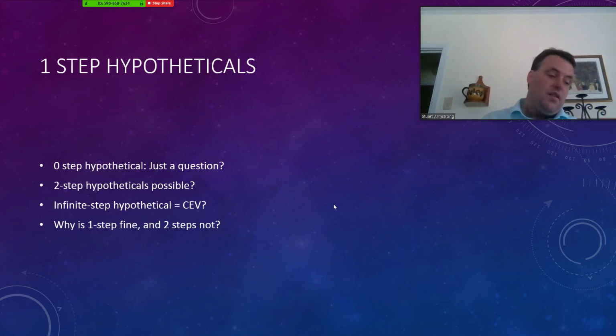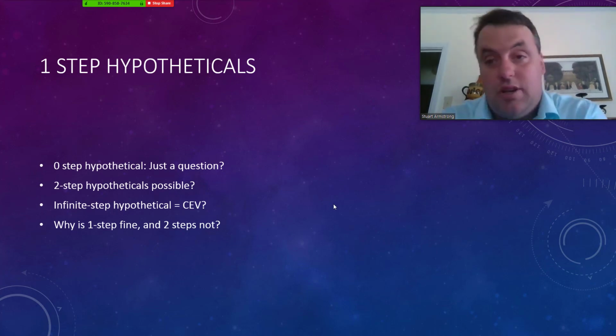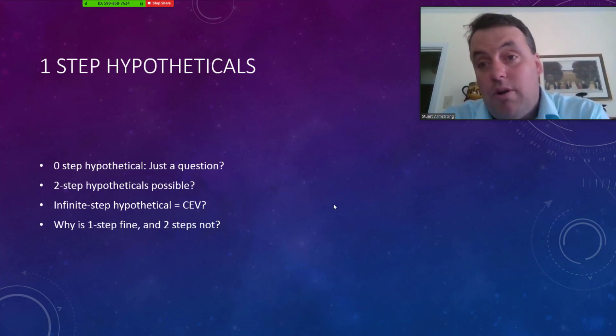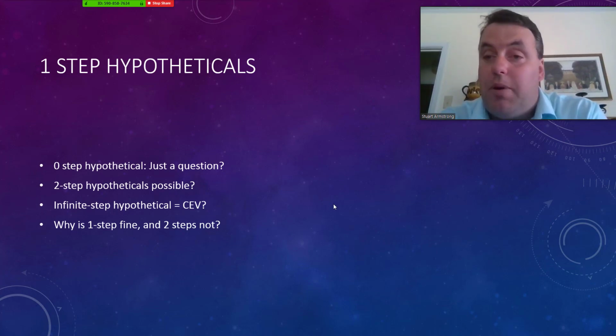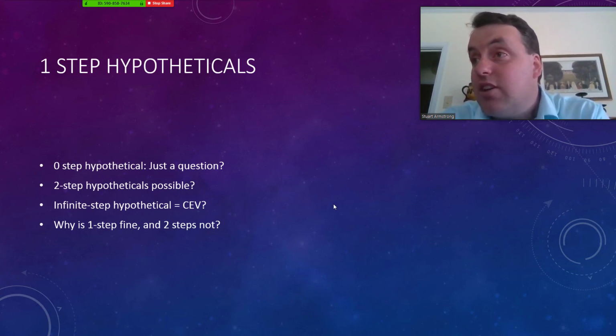And also my question is, one step seems to be fine, but two steps are not. How come? It's basically dealing with the whole problem of manipulation again. The more interaction there is, the more possibility for manipulation there is. And also the more possibility there is for creating human values where they didn't exist before.